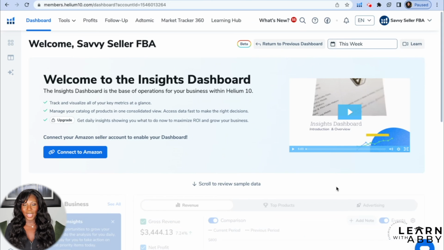Let's jump right into the product research. Okay, we are inside of my computer and I am on helium10.com. So that is where I signed into my account. This is the platinum account that I do recommend that you get from Helium 10. This is like the mid-tier account and it will give you everything you need to be successful with selling on Amazon.